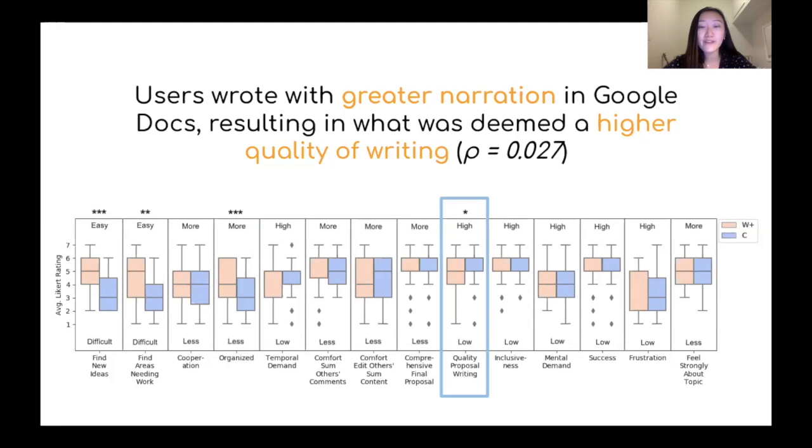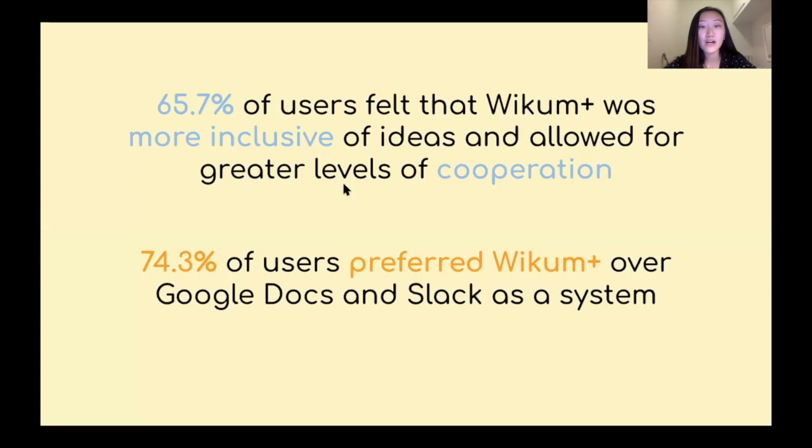When evaluating the final proposal, we found that Wikum Plus users wrote more concisely, while users introduced greater narration in the control, resulting in what users deemed a higher quality of writing. This was likely a result of the bullet point structure from the sub-summaries created in Wikum Plus. Overall, users found Wikum Plus to be a more cooperative and inclusive experience than in the control, with the majority of users preferring Wikum Plus over the control as a system.